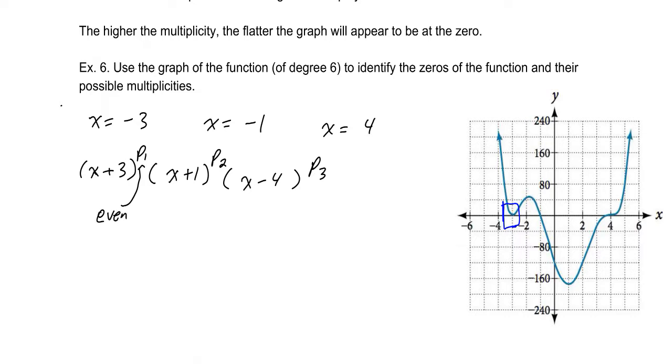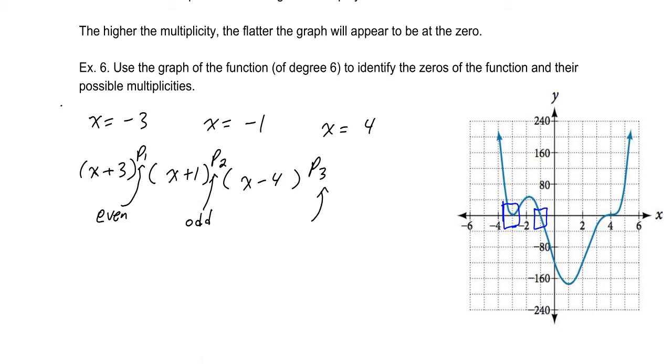Okay, 2, 4, 6, etc. Looking at x plus 1, so that'd be at -1, that appears very straight. Okay, so this one is odd, and it crosses. So that one could be a 1 or a 3.